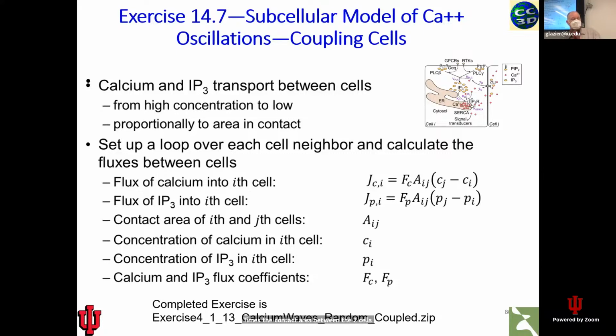times Fc, which represents the density of ion channels, the density of gap junctions in the cell. And we're going to do that both for calcium and for IP3. Both of them are transferred between neighboring cells. And so in this case, Fc and Fp represent the density of channels that allow the flow of these two molecular species between neighboring cells. And this is basically representing the diffusion of calcium and IP3 between neighboring cells.